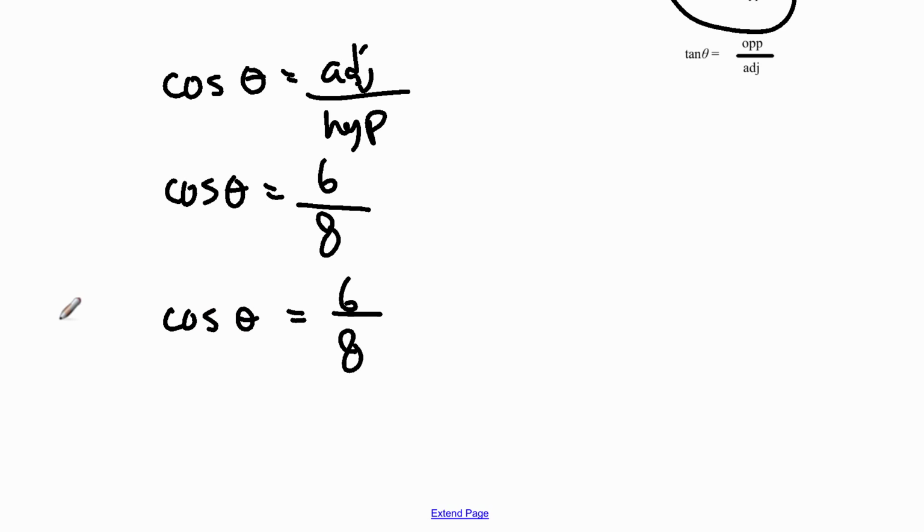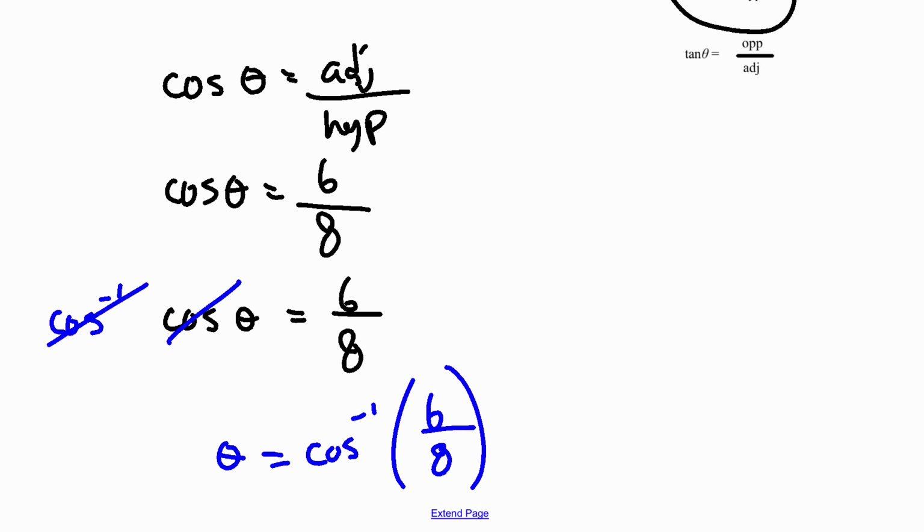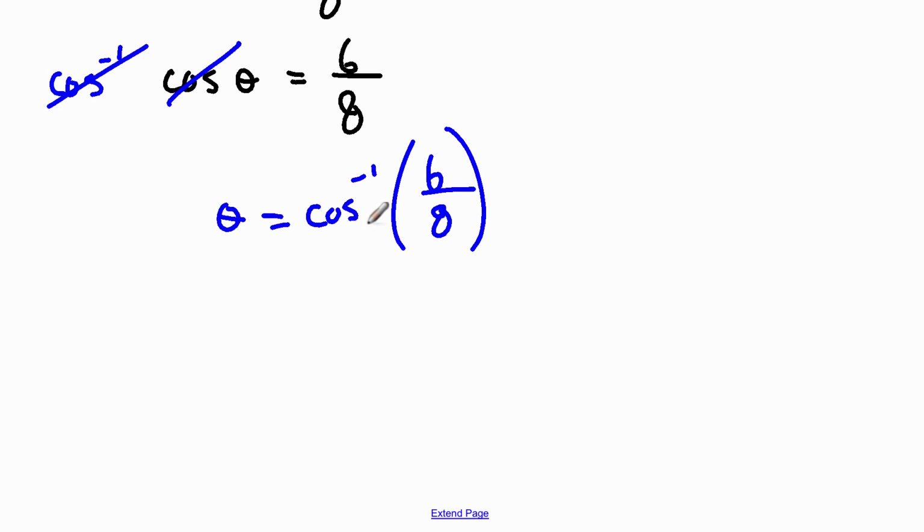So to get rid of this, what I'm going to do is do the opposite, which I call an arc cos. So an arc cos of this side, these two things cancel, leaving me with just a theta. But if I arc cos this side, I've got to arc cos that side. So cos minus 1 of 6 over 8. Now take a look on your calculator and look for that symbol, a cos with a minus 1.